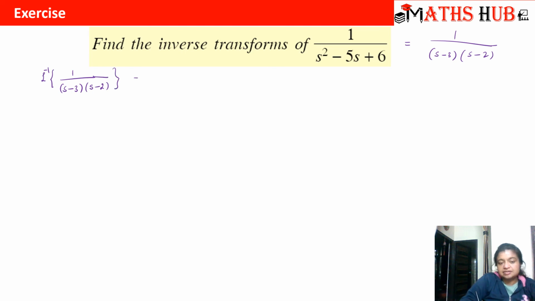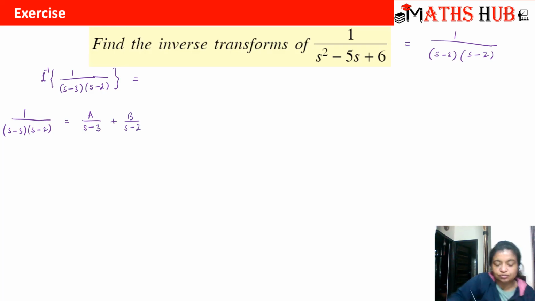So which trick is applicable here? Can we apply partial fractions to split this term? Yes. So let us apply the partial fractions. 1 upon s minus 3 into s minus 2 is equal to a upon s minus 3 plus b upon s minus 2.